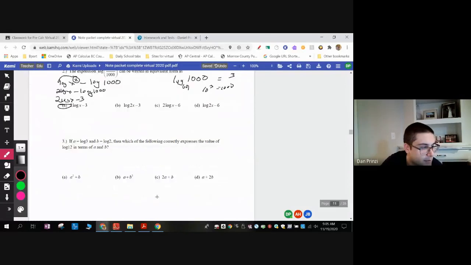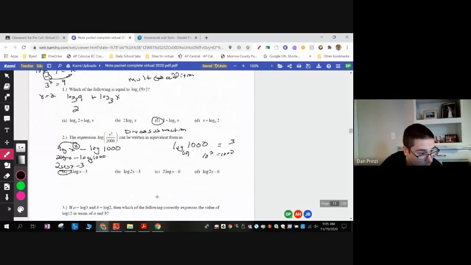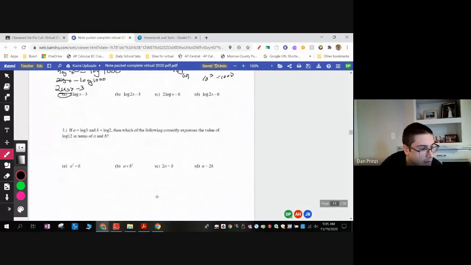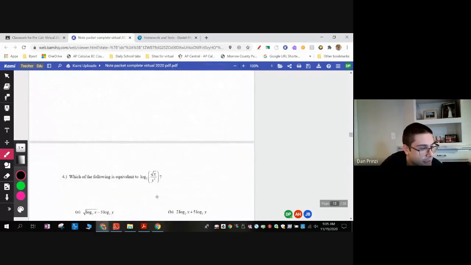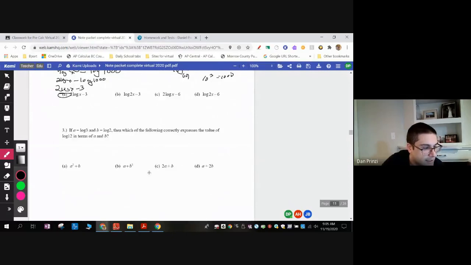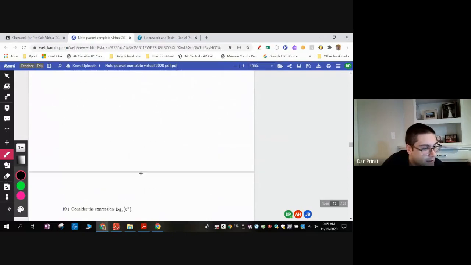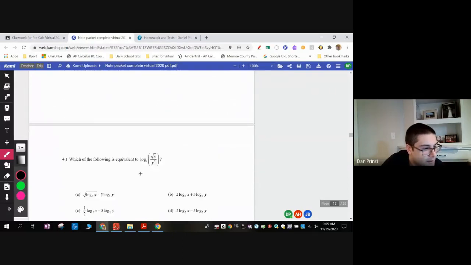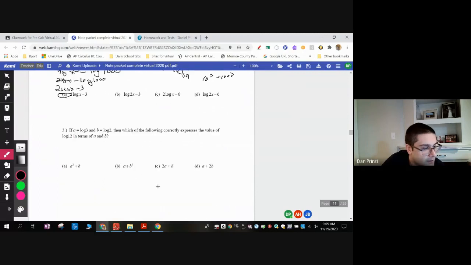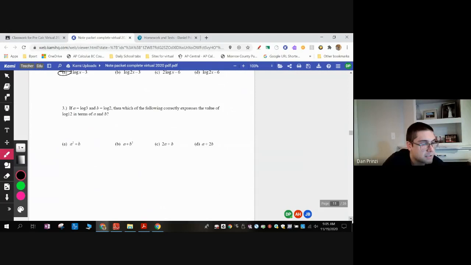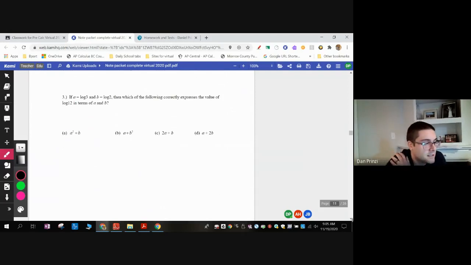Let's look at some more. Now, we did these two yesterday. These were expanding, okay? There's lots of different ways to do this, and we'll walk through some of these here. I'm not going to get through all of them, I don't think. But we'll see which ones we get through today. Let's look at number 3. A equals log 3 and B equals log 2. Which of the following expresses the value of log 12?